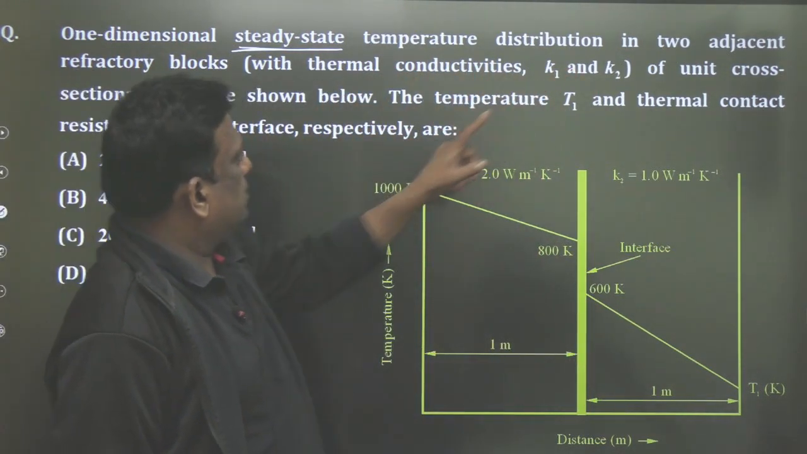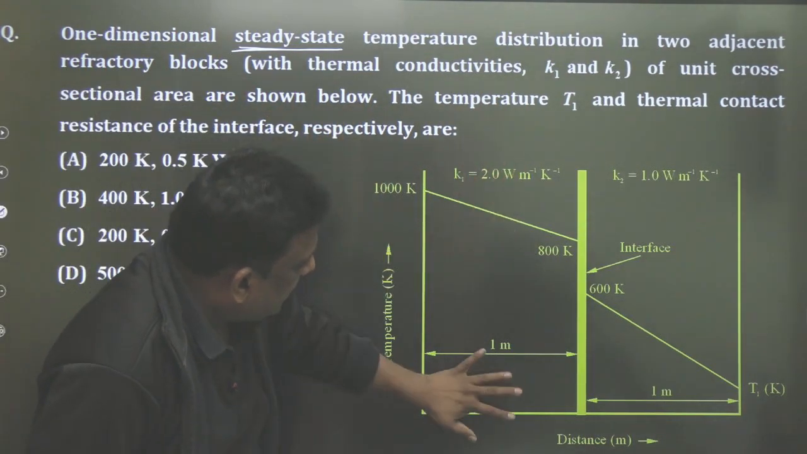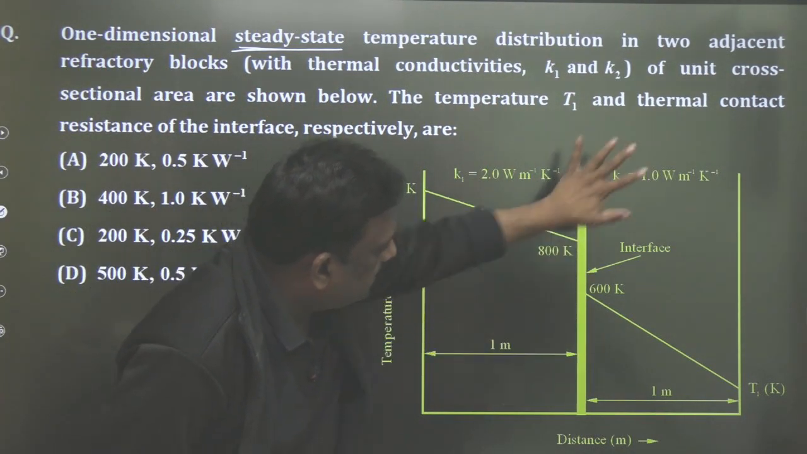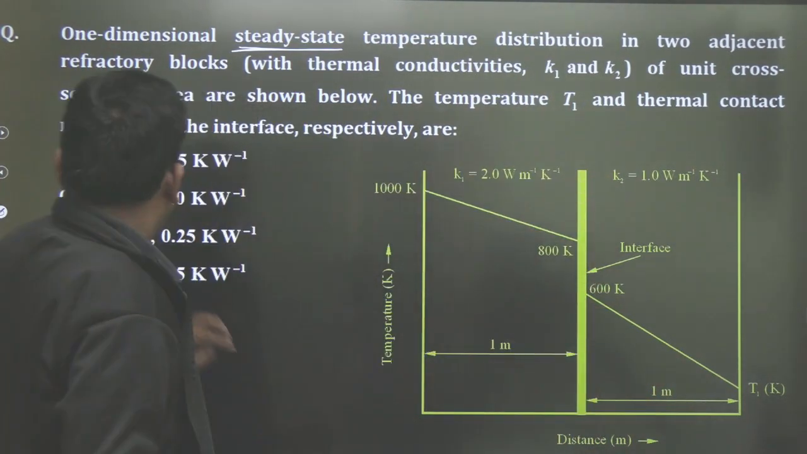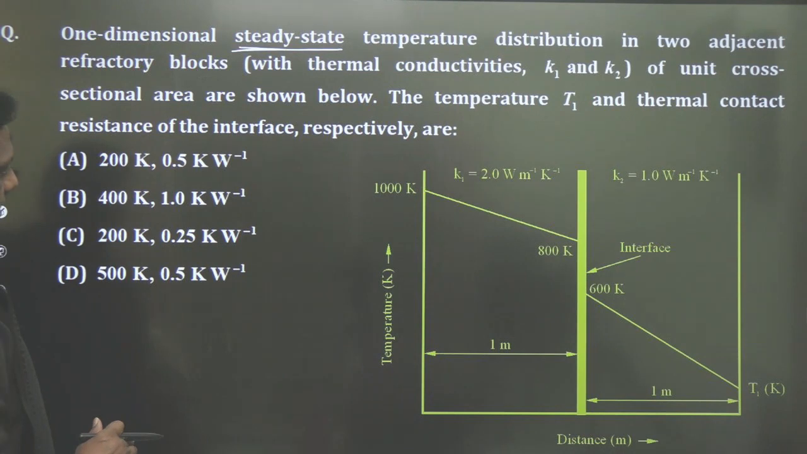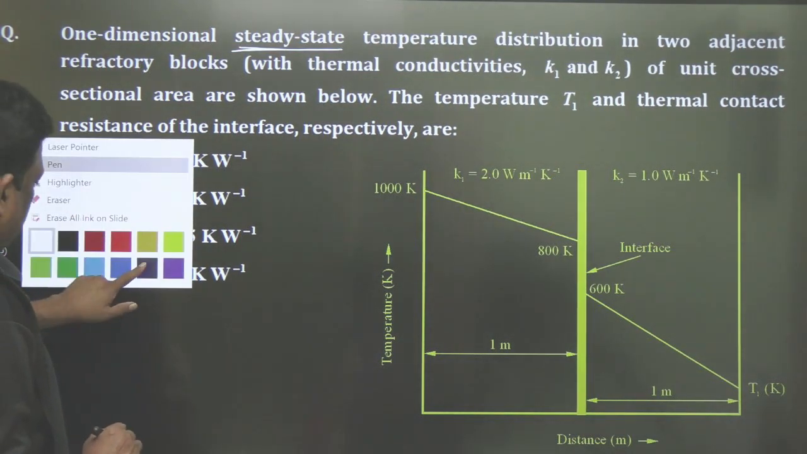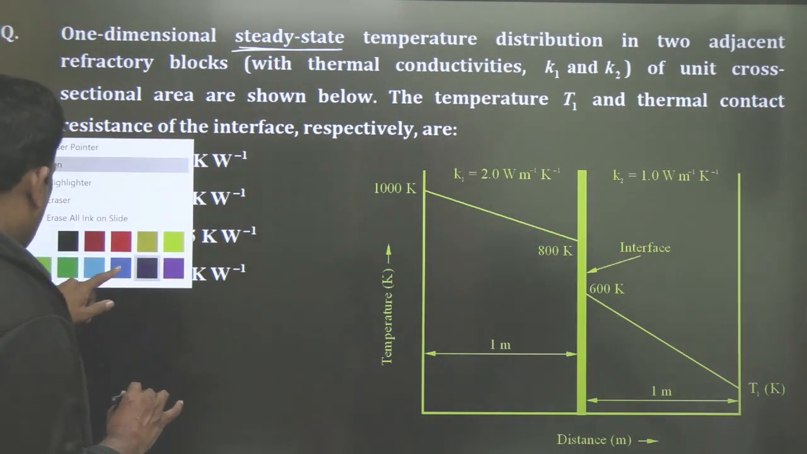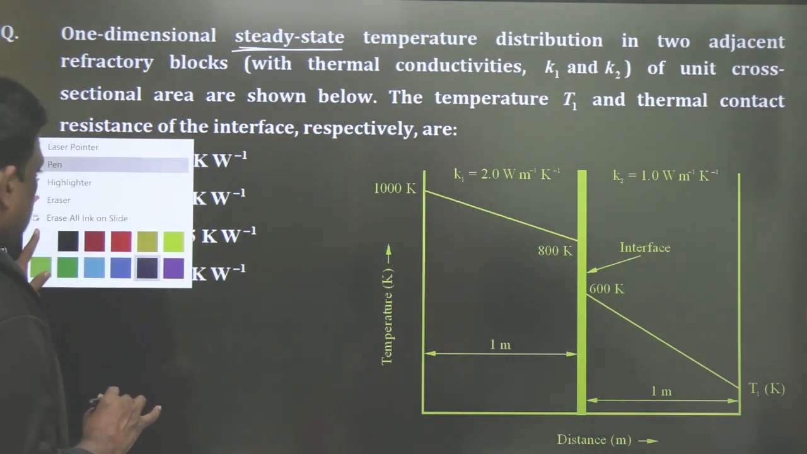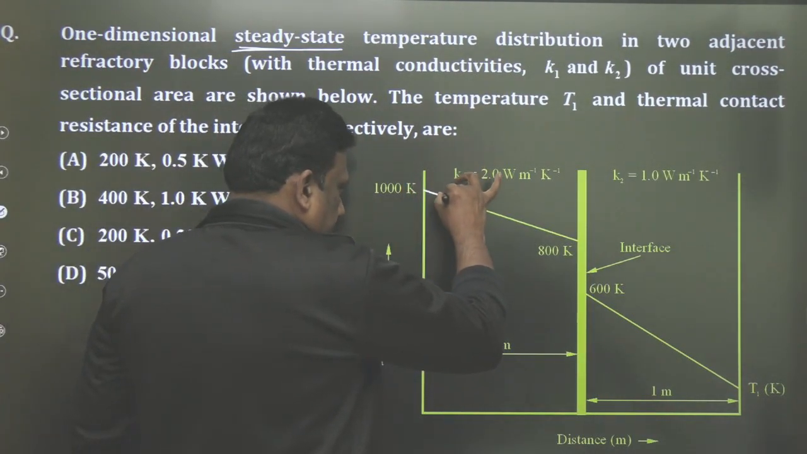Now, what is he saying? The temperature distribution in two refractory blocks with thermal conductivities. So this is one block, this is another block. And there is a thermal contact resistance. You can clearly see, my dear students. Let me show you. A second, please. I'll take this color. No, this is not good. I will take this color. No tension at all. This is the temperature profile.